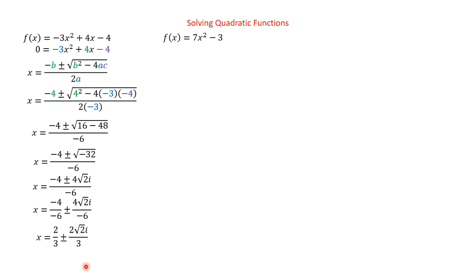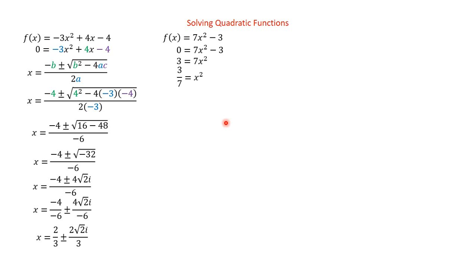Here's another one. F of x equals 7x squared minus 3. So make it equal 0. In this case, we don't have an x term, so we don't need to use the quadratic formula. We can just add the 3 over, then divide by 7. So we get x squared equals 3/7.